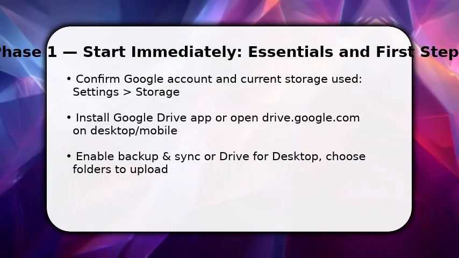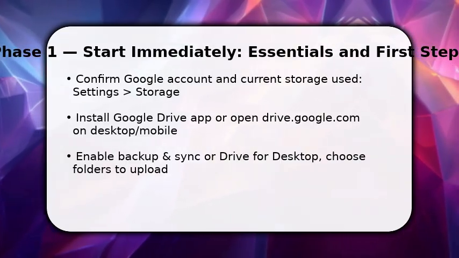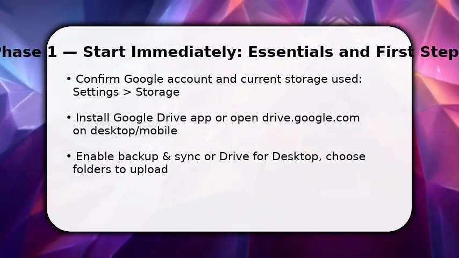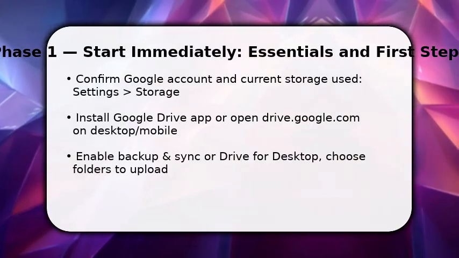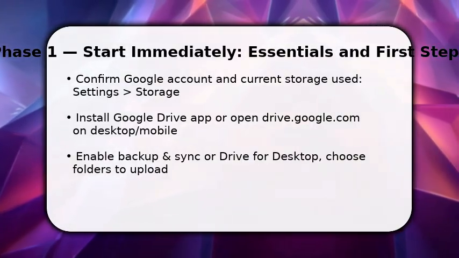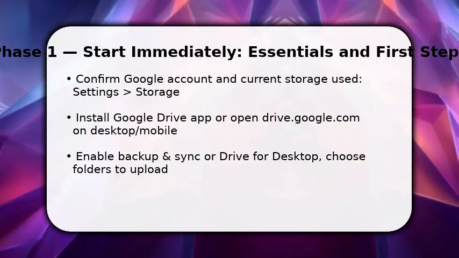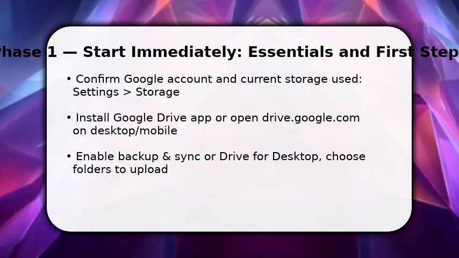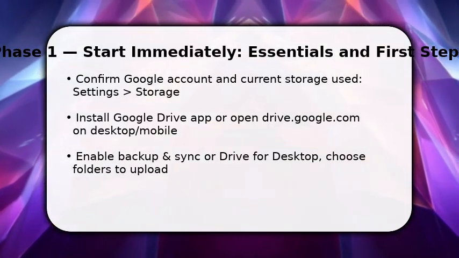Next, enable Backup and Sync or Drive for desktop and pick the specific folders you want stored in the cloud. Do this now so uploads are organized, making sure to select only what you need. This preserves space and speeds up the first sync. Now upload and structure your storage.